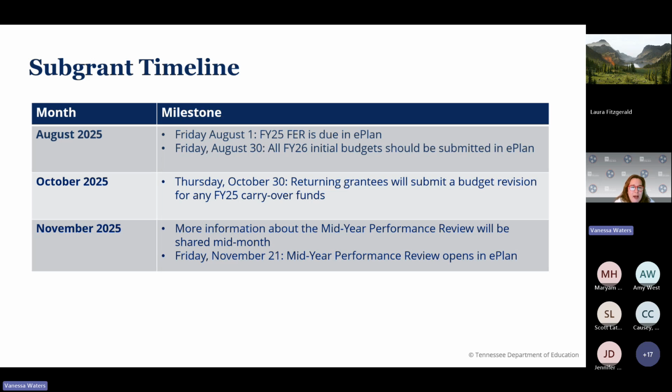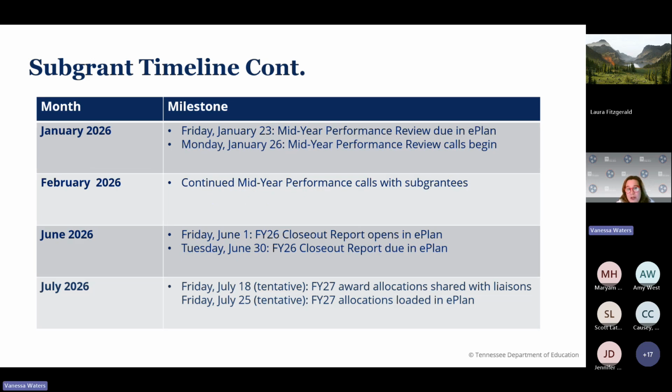And then in November, I will be sending out information and guidance on the mid-year performance review. The mid-year performance review will open on November 21st. That's a Friday, so that you can begin working on that. And then in January, that's when your mid-year review will be due. At the end of January, I will begin calls with subgrantees. And then in February, we'll continue those calls with all current subgrantees.